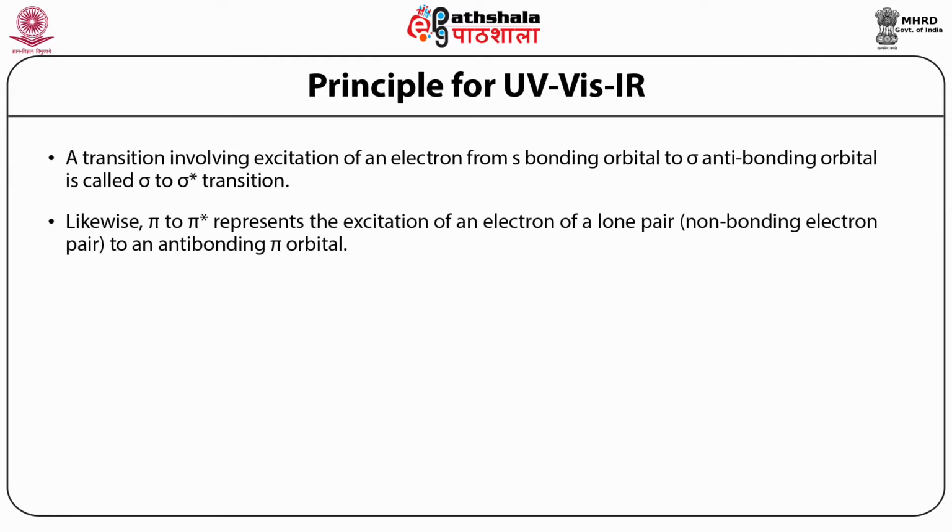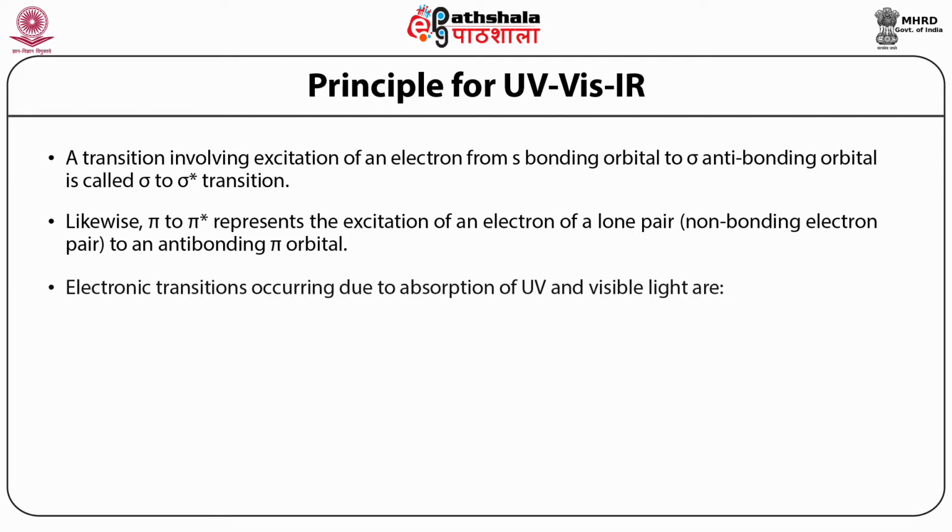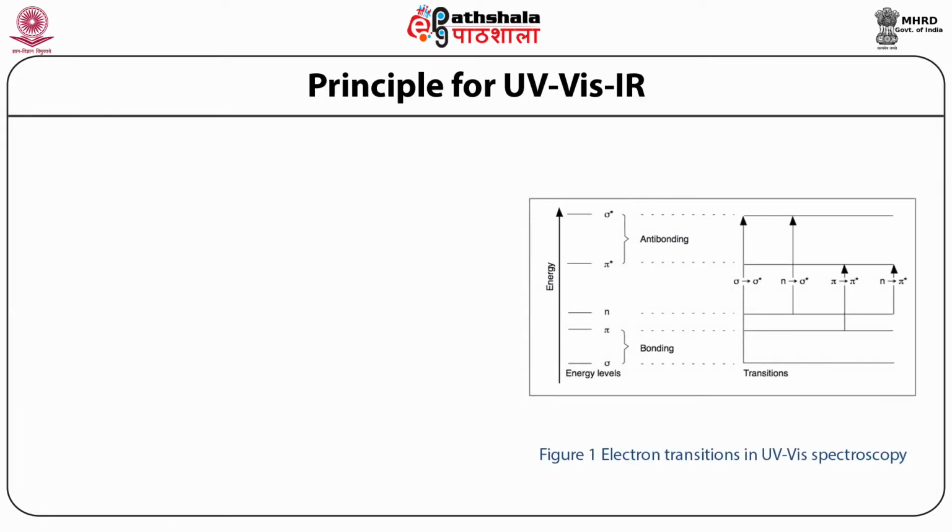Likewise, pi to pi star represents the excitation of an electron of a lone pair, non-bonding electron pair to an anti-bonding pi orbital. So electronic transitions occurring due to the absorption of UV and visible light are sigma to sigma star, n to sigma star, n to pi star, pi to pi star, as shown in this figure.